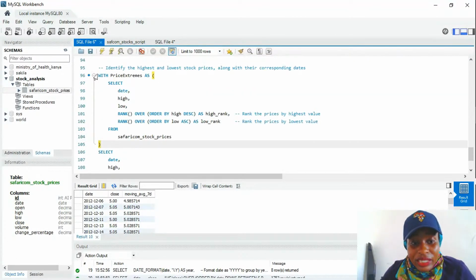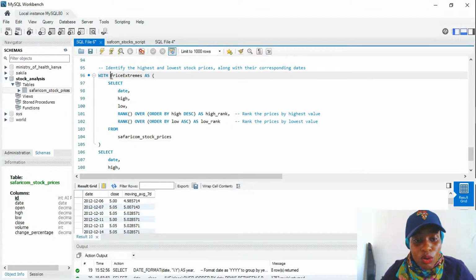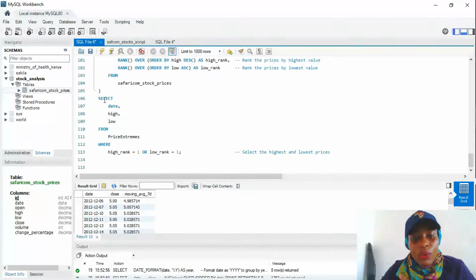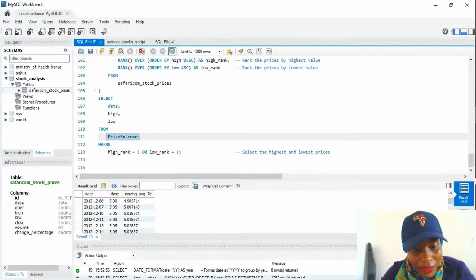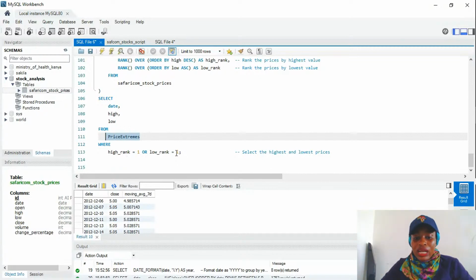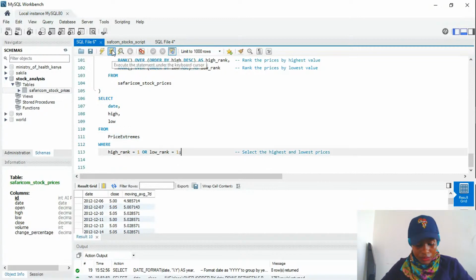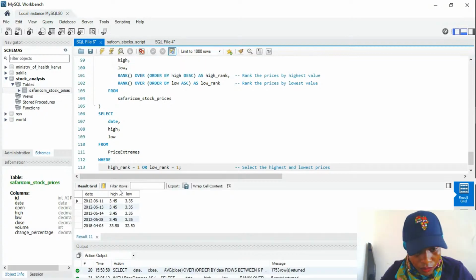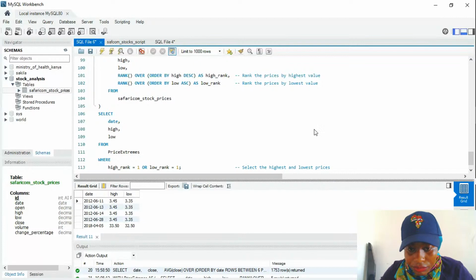Once we have created this variable, or rather this new placeholder called price extremes, we want to select the dates, high and low, from price extremes. We are using it where the high rank is equal to 1 or low rank is equal to 1. I think we can understand how that logic works. And now you see our output.